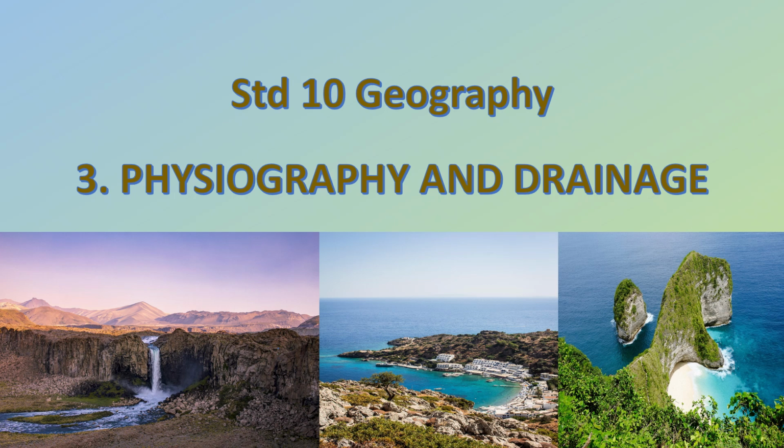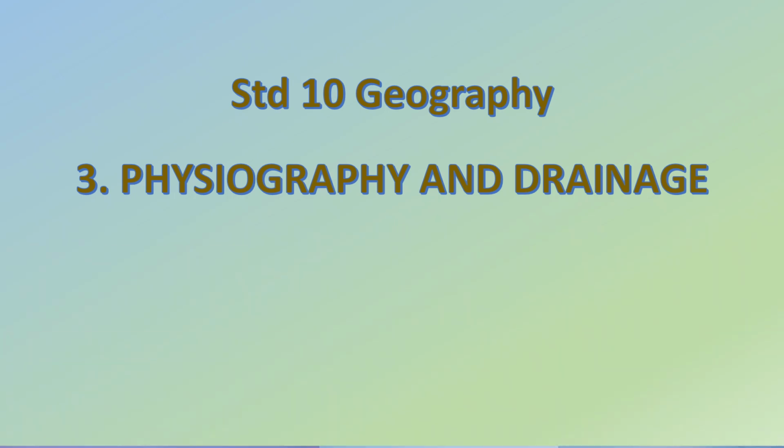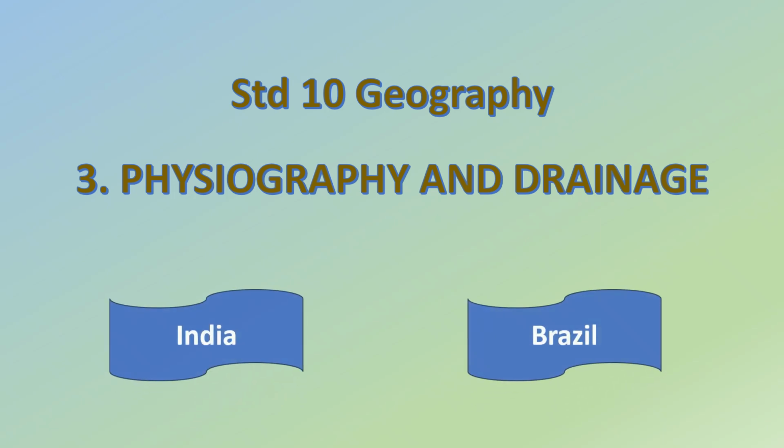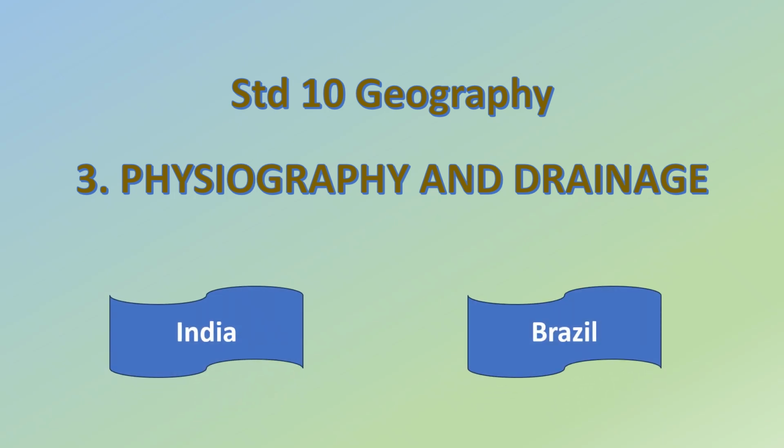Today we are starting chapter 3, Physiography and Drainage from Standard 10th SSC Geography textbook. In this lesson, we are not only studying just one country, we'll compare two fascinating countries, that is India and Brazil. We'll explore the major physiographic divisions, understand how mountains, plateaus, plains and coastal regions have developed. So let's begin our journey across the landscapes of India and Brazil.